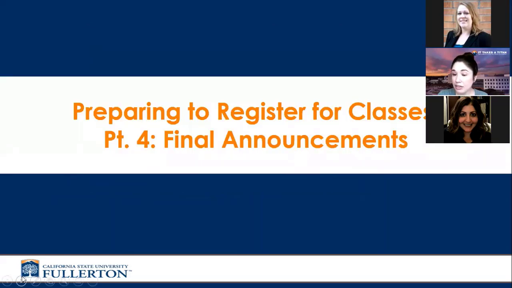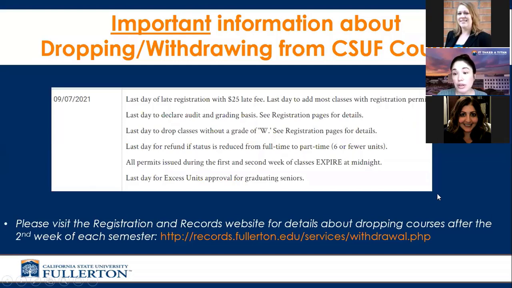And then final announcements for registering for class this fall. We also want to talk about how important it is to be aware of important dates, like when you drop and withdrawal. You have quite a few weeks at the community college to decide if you want to withdraw or drop from a class, but that's not the case at Cal State Fullerton. That date comes up actually rather quickly. So we've included a snapshot of that date right here. It's actually September 7th. That's the last day to drop without a grade of a W.